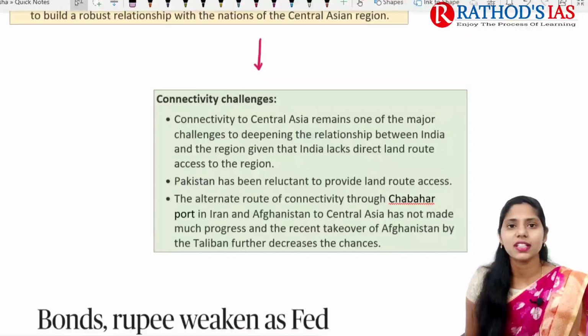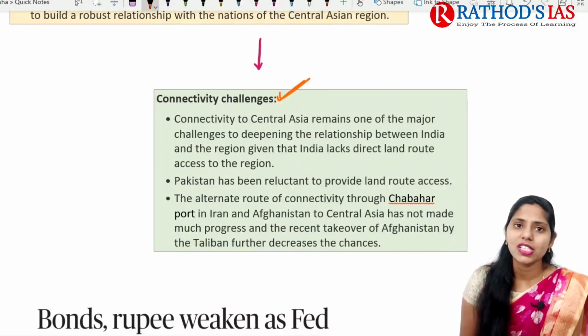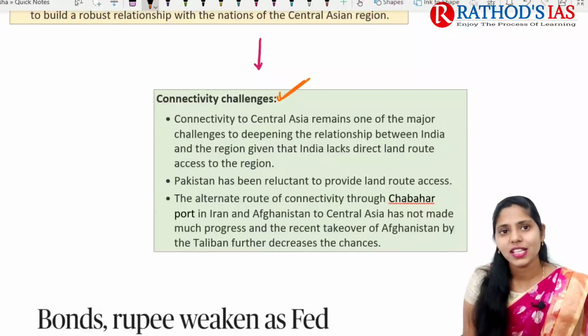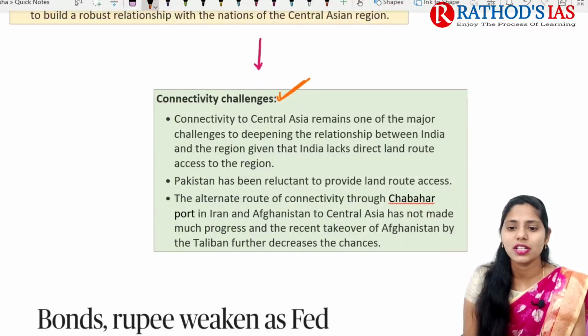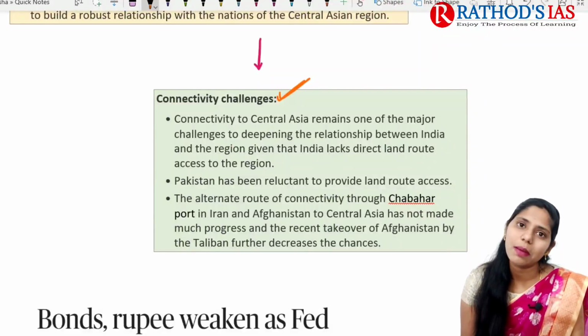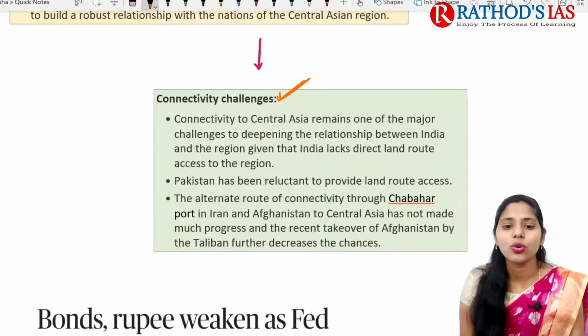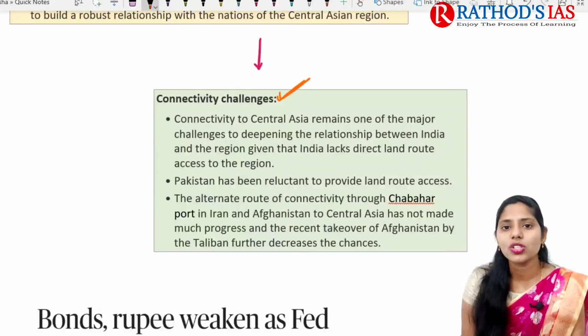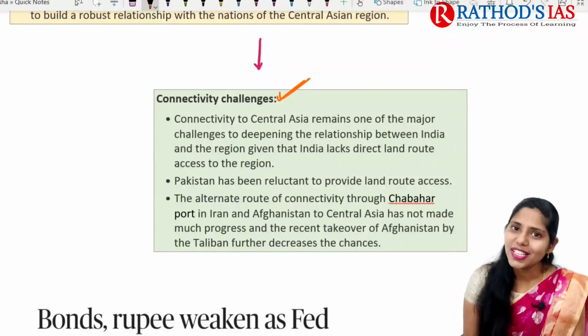And next one is connectivity challenges. So if we are talking about connectivity challenges, Central Asia is one of the major challenges to deepening the relationship with India, because we do not have proper and direct connectivity with it. Okay, and if you're talking about Pakistan, Pakistan will not provide any access to reach the Central Asian countries. So we have an alternate route, that is we can go to Chabahar port in Iran, and from Iran we can go to Afghanistan, and from there we can enter the Central Asian countries. Okay, but the cause of concern here is that the Taliban took over the control of Afghanistan. So these are some important challenges.